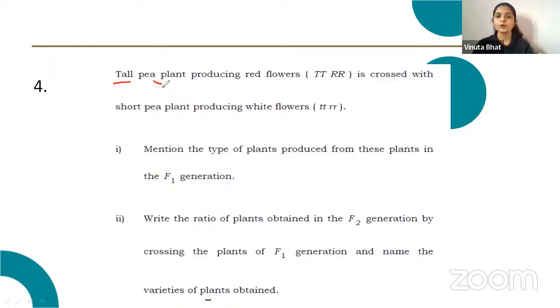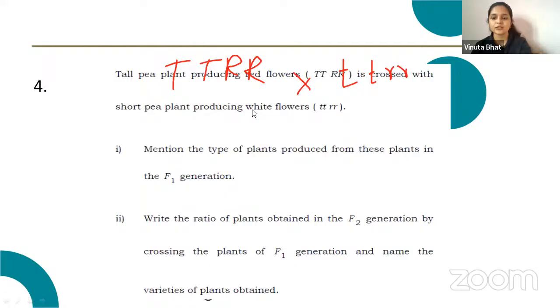A tall pea plant producing red flowers, that is TTRR, is crossed with a short pea plant, that is small t small r. Mention the type of plants produced in the F1 generation. Let us start here. Tall TT red-flower-producing plants are crossed with short plants producing white flowers.